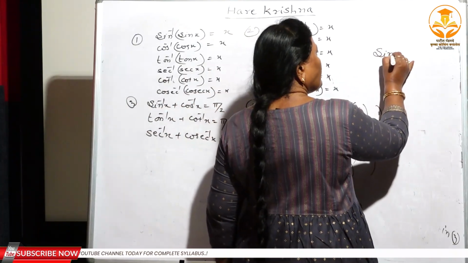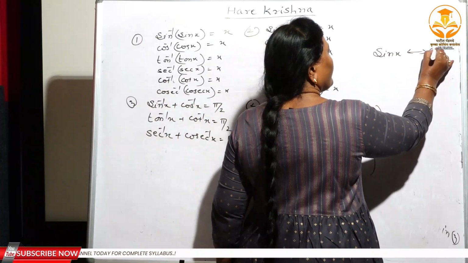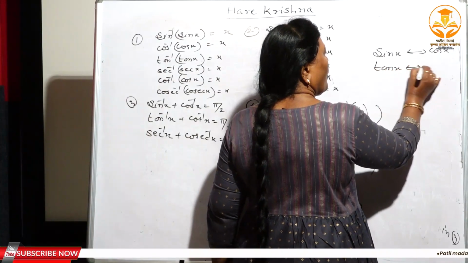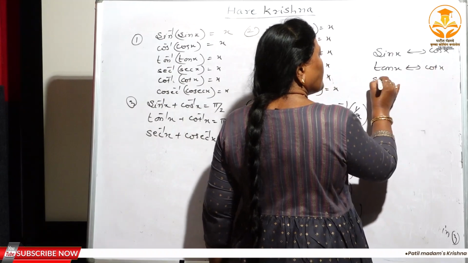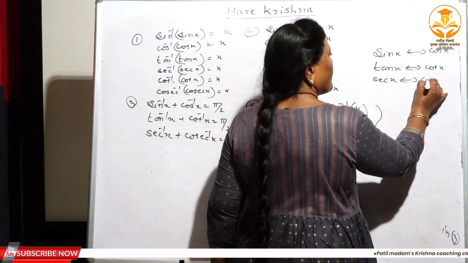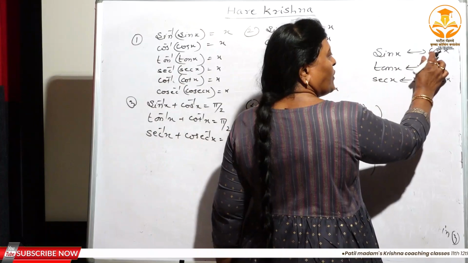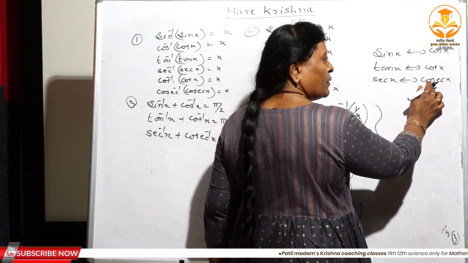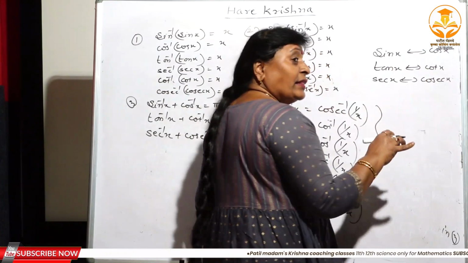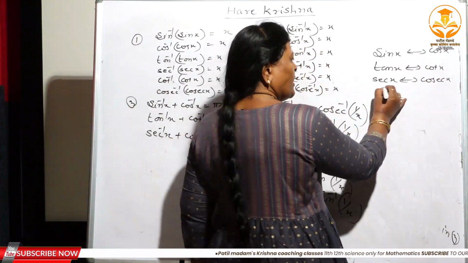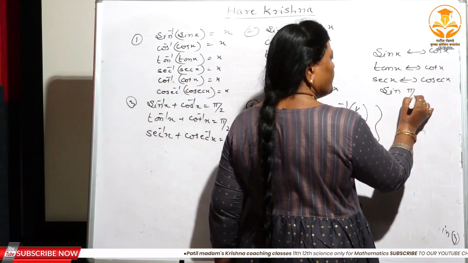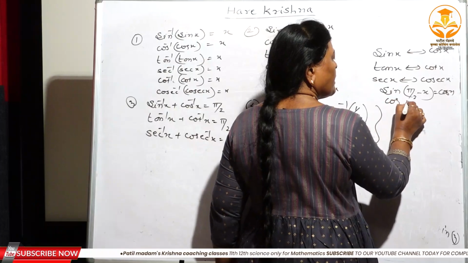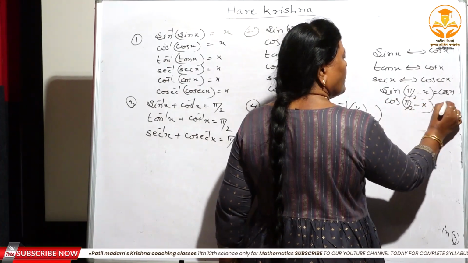See here, sin x is converted into cos. Tan x is converted into cot. Sec x is converted into cosec. Sin cos, cos sin. Tan cot, cot tan. Sec cosec, cosec sec. Taking the help of pi by 2, you always write sin of pi by 2 minus x, it is always equal to cos x. Cos of pi by 2 minus x, it is always equal to sin x.